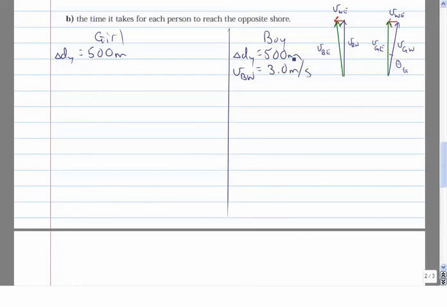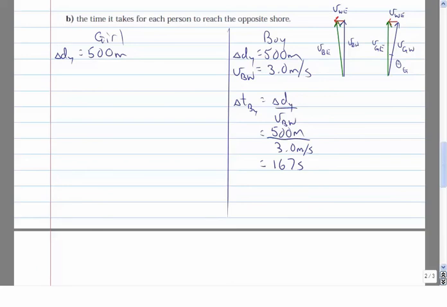So if we want to find the time that it takes for him to get across in the y direction, it's just going to be delta y over the velocity of the boy with respect to the water, which is in that y direction. So we get 500 meters divided by 3 meters per second, and it ends up taking the boy 167 seconds to cross the river. In the girl's case, though, it's slightly different because she's actually heading slightly east, but she'll end up going directly north.